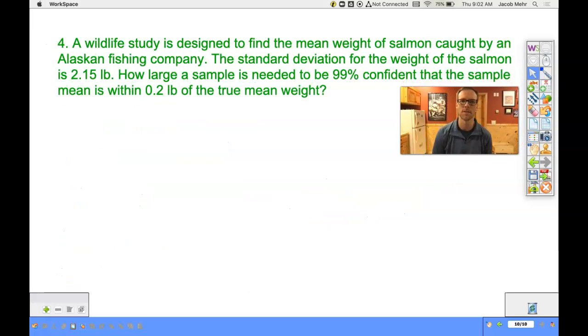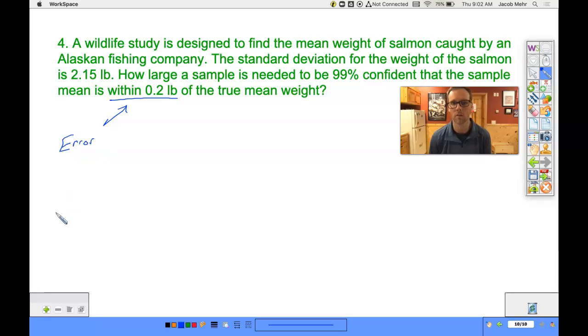A wildlife study is designed to find the mean weight of salmon caught by an Alaskan fishing company. The standard deviation for the weight of the salmon is 2.15 pounds. How large of a sample is needed to be 99% confident that the sample mean is within 0.2 pounds of the true mean weight? Okay? So when we see that within 0.2 pounds, that's our error. So we have E equals 0.2.